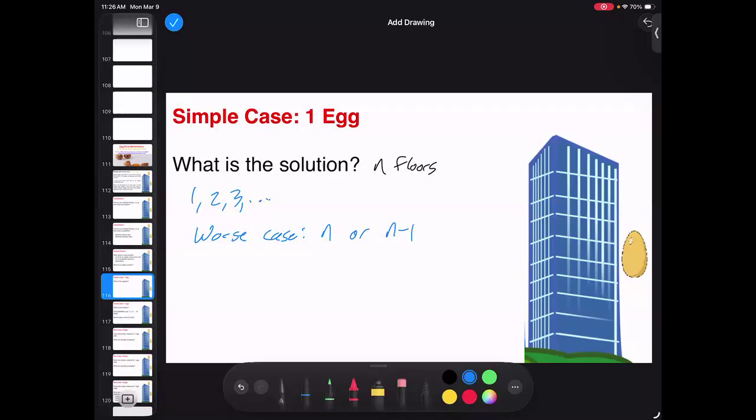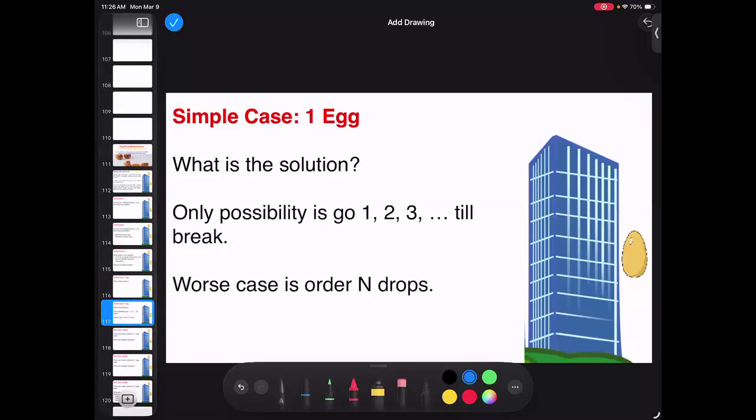So if I did anything else, if I dropped it on floor 2 and it broke, I have no more eggs, and I don't know would it have broken on floor 1. I am stuck. I have to do this. I have no choice. Okay. So worst case, it's on the order of n drops.